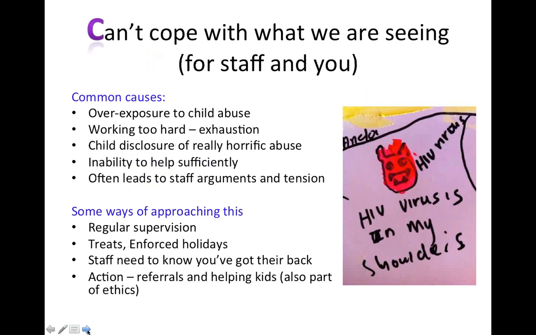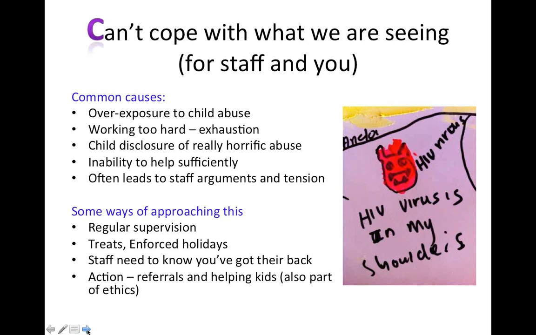So the next thing that often comes up, and which I've been hinting about, is some of the emotional difficulties that come up in this kind of field work. You'll see the picture is a child drew this in one of our projects last week. He was talking about being HIV positive and saying it was like a devil in his body. And what we often get is that we as team members and staff find this incredibly difficult to deal with day in, day out. And I think all of us who work in child protection know this.